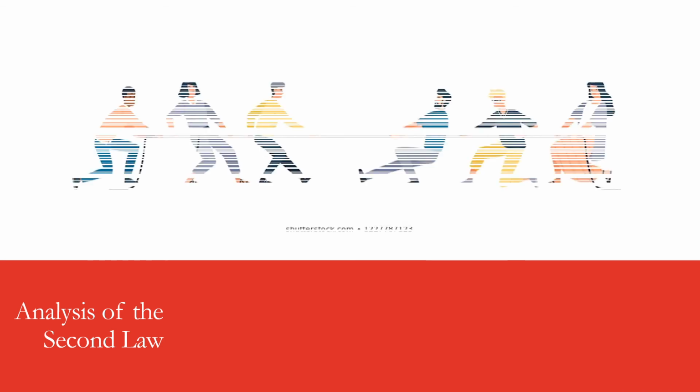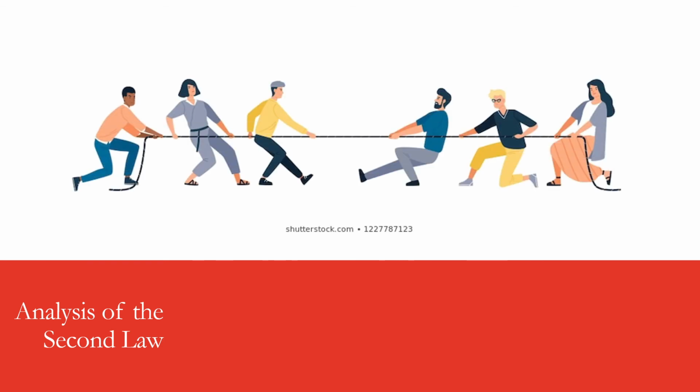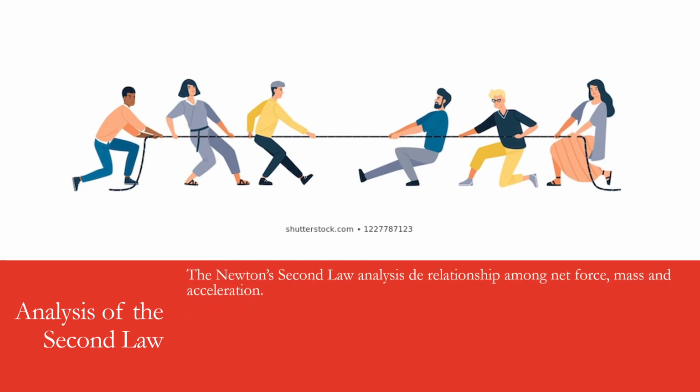Alright, so now we're going to have an analysis of the second law. So right over here we have a pulling game, just like I was mentioning in the simulation that we had before. So let's analyze it a little bit more. Newton's second law analyzes the relationship among net force, mass, and acceleration. Of course, right over here, we are going to have all of them. We're going to be having, for example, net force, which is going to be created by the force that each one of the people from the picture are producing.